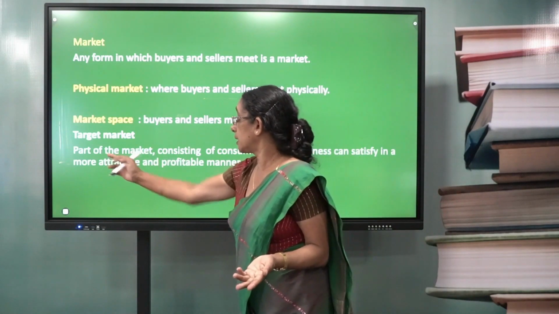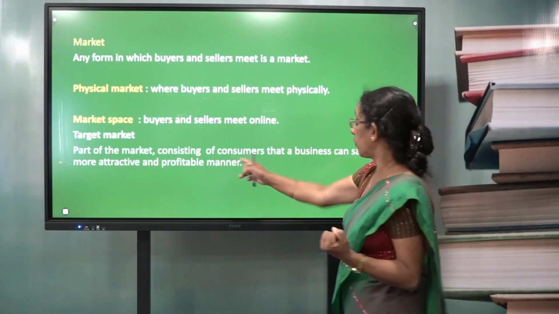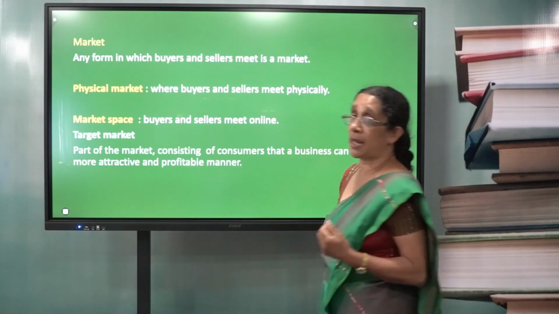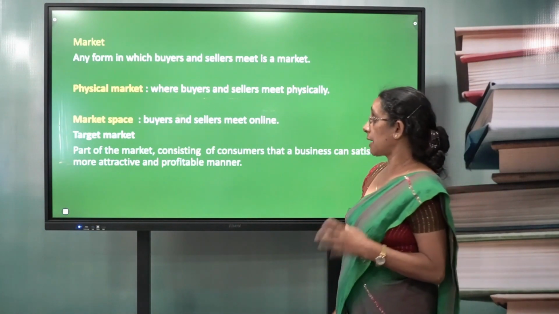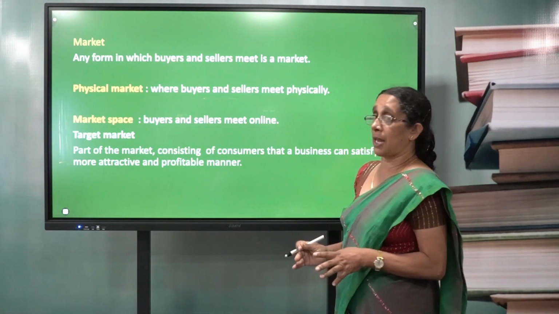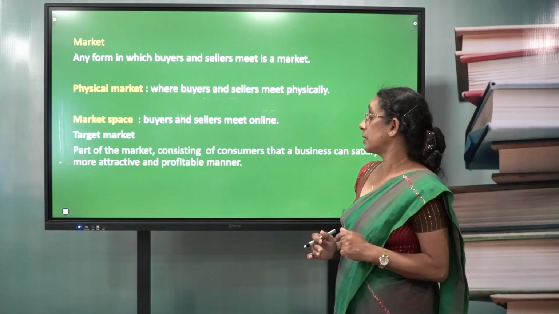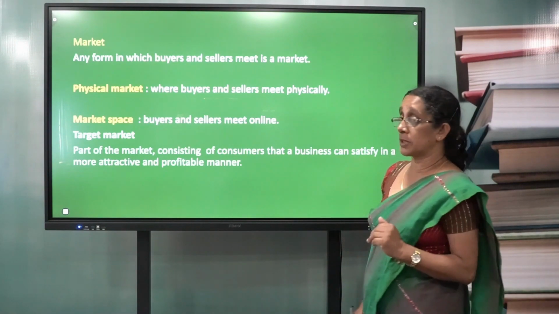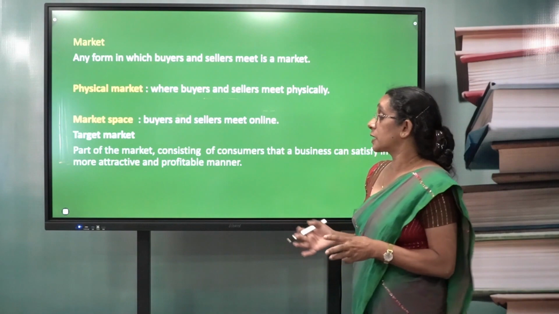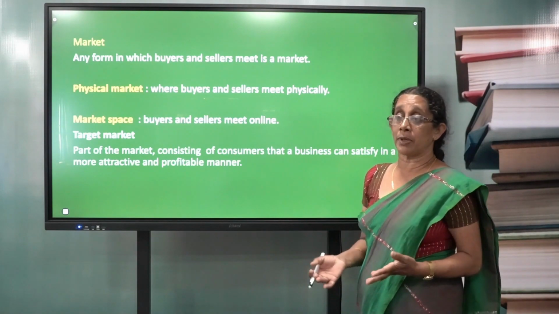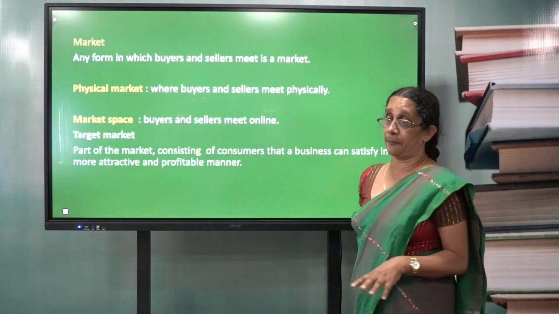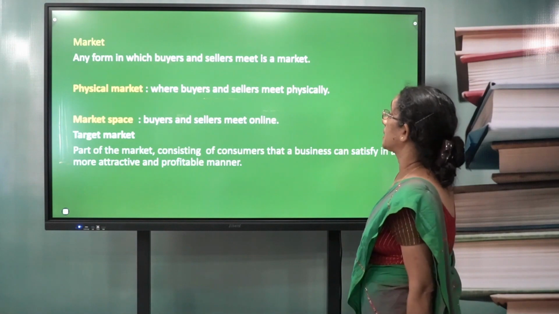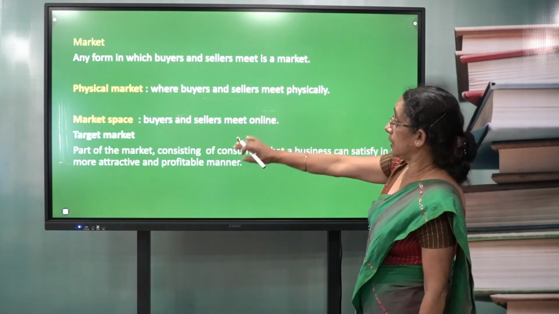So that is in a very profitable manner. Therefore, a target market is a part of the market consisting of consumers that a business can satisfy in a more attractive and profitable manner. After selecting this target market, a business can serve it well. They can identify their needs and cater to those needs. For example, when you produce infant milk powder, that is for infants. So that is the target market: milk powder produced for infants.